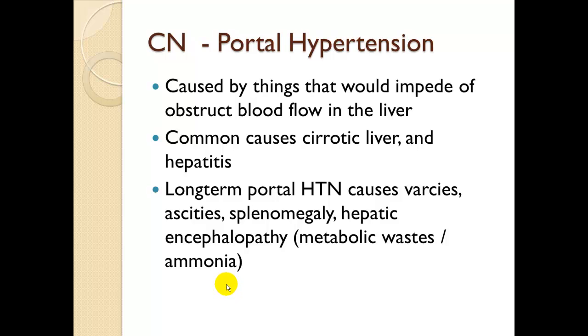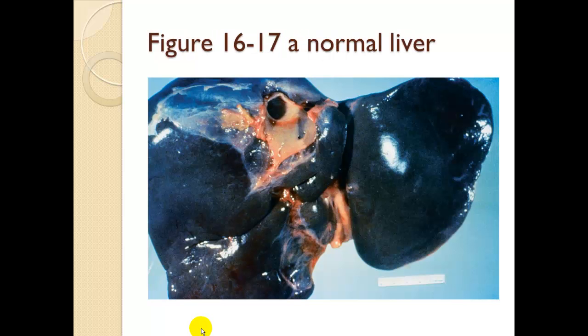This can cause ascites or third space fluid shifting in the peritoneal cavity, splenomegaly or enlarged spleen, hepatic encephalopathy. Now, this is caused from high ammonia levels. Ammonia will alter your mental status. So if you have byproducts that you cannot eliminate because your liver is failing, and your ammonia levels rise, those ammonia levels can give you an altered mentation or altered mental status.